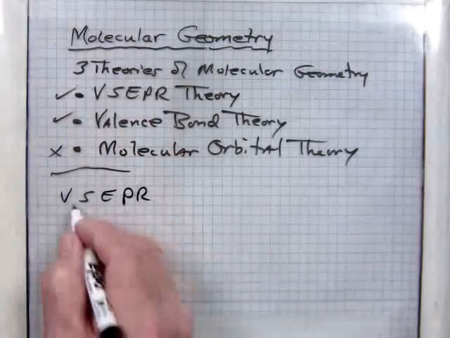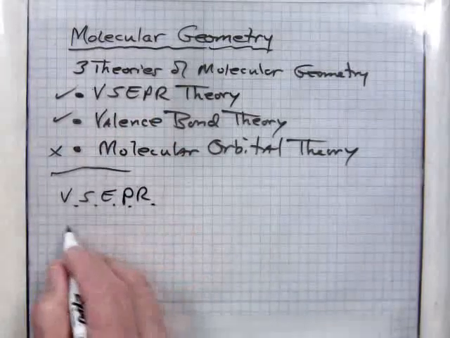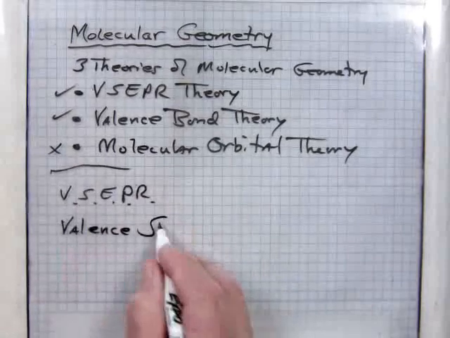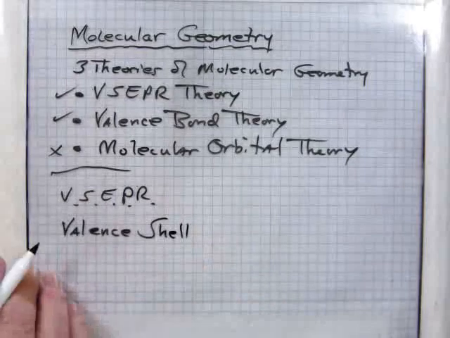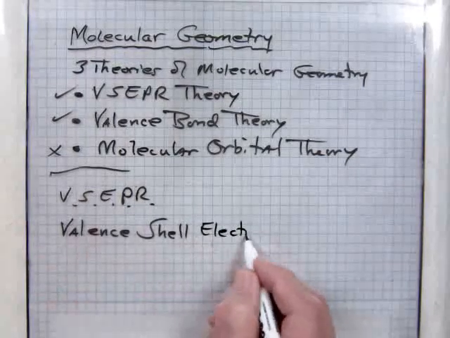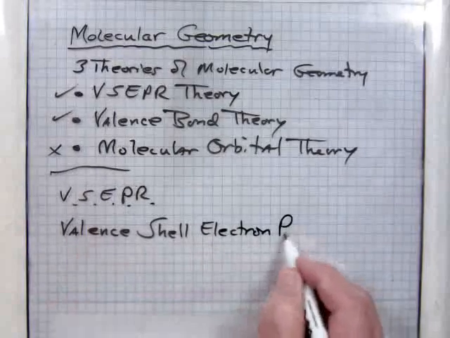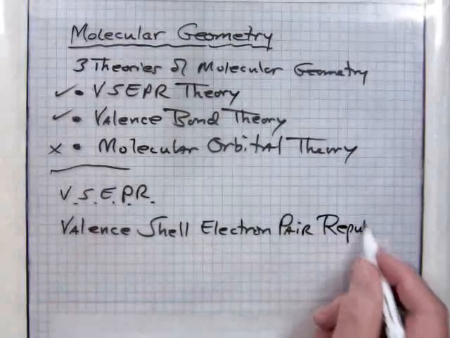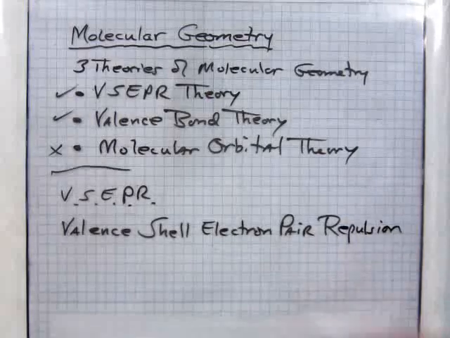this is an acronym which means valence shell. Okay, that's the outer shell. Electron pair repulsion theory.